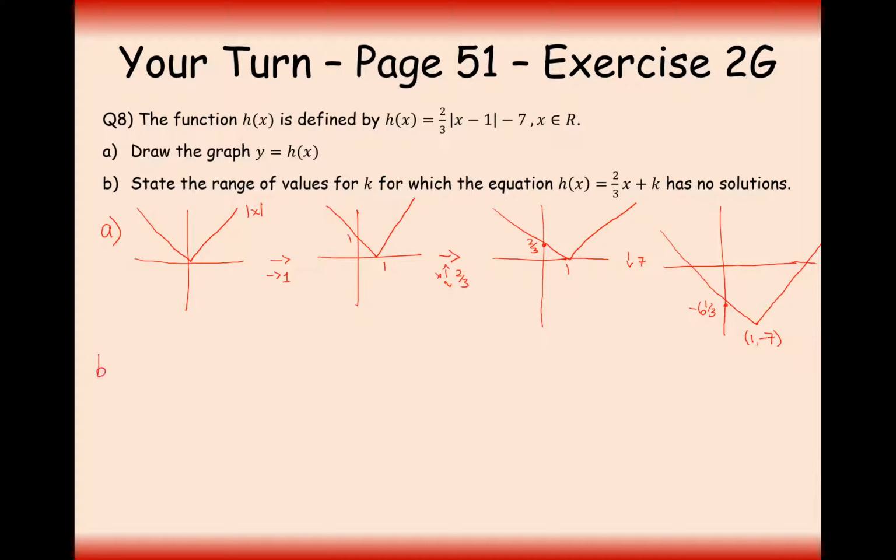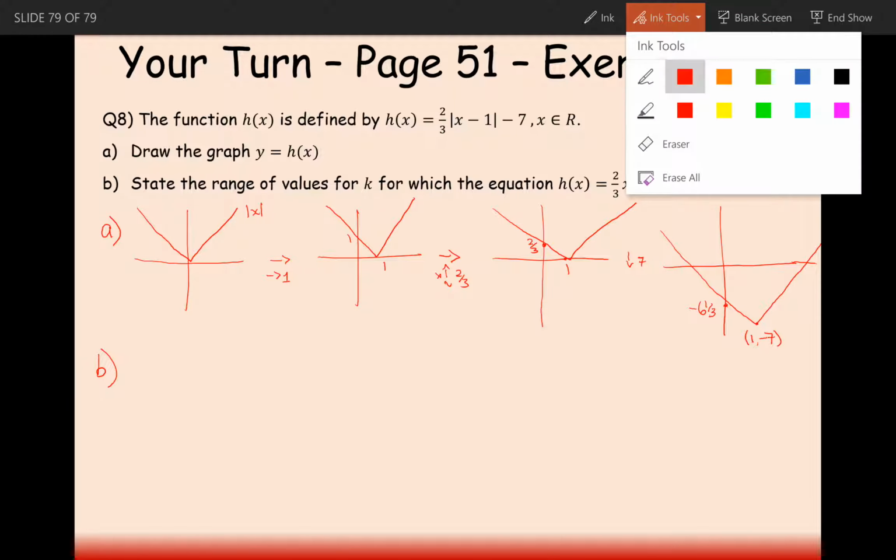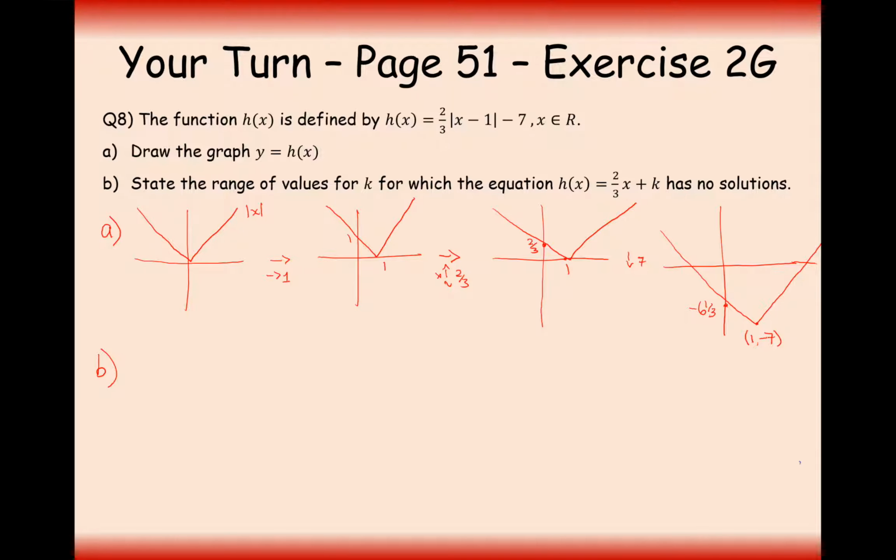Part B is to now state the range of values of k for which the equation equals 2/3 x plus k has no solution. So let me just grab a different coloured pen to have a go at this question. So 2/3 x plus k. Now in this case the gradients are going to be exactly equal, so I want the equation of my line to have exactly the same gradient as the lines I've already drawn on my graph.